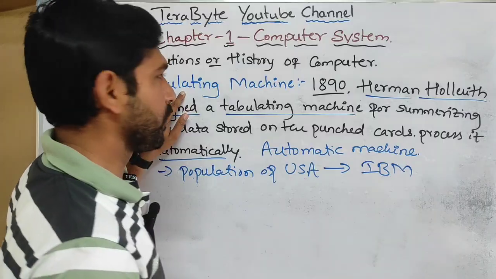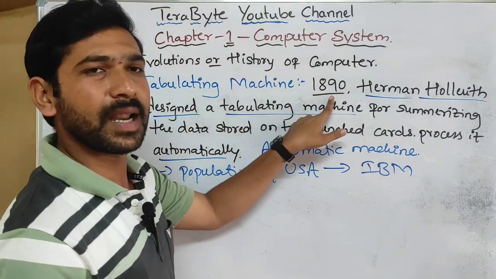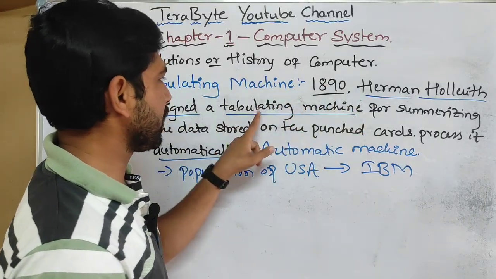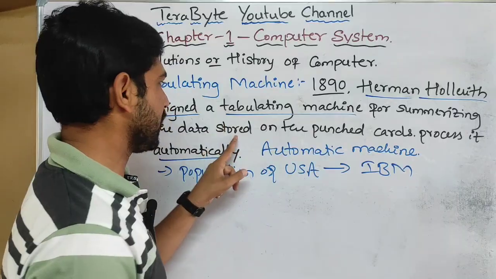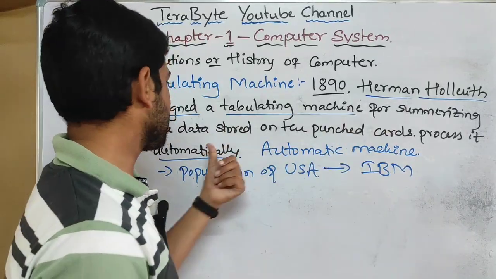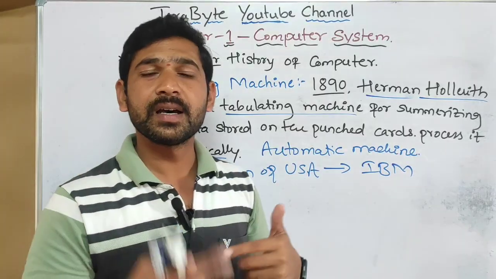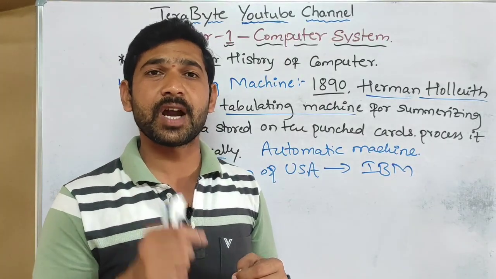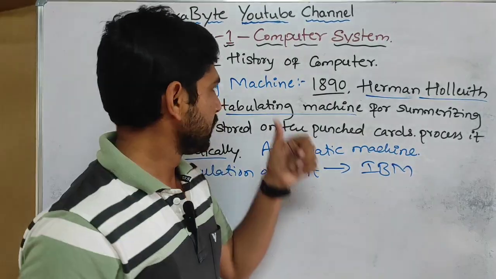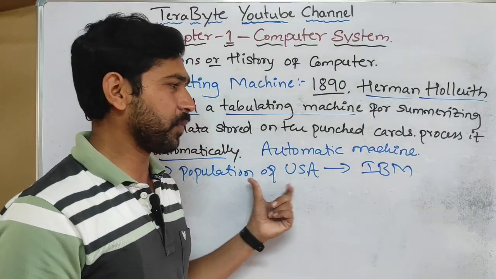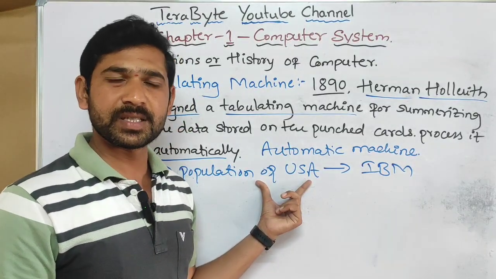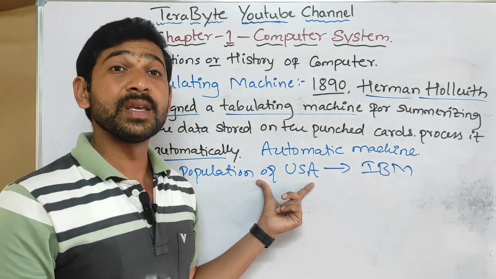So, the tabulating machine: in the year 1890, Herman Hollerith invented a tabulating machine for summarizing the data stored on punched cards, processing it automatically. Automatic means it runs by itself. That's why it is called the first automatic machine. Then this machine was used to count the population of the USA.